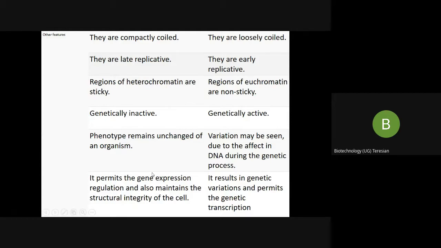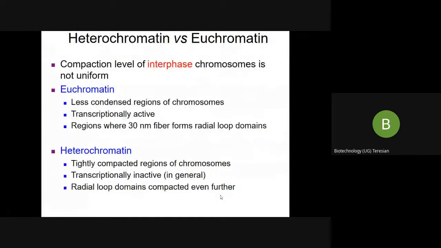So what is the function of the heterochromatin? It permits gene expression regulation and also maintains the structural integrity of the cell. The function of the euchromatin, as we said, is that it is involved in replication as it is loosely coiled, and it results in genetic variation and permits genetic transcription.